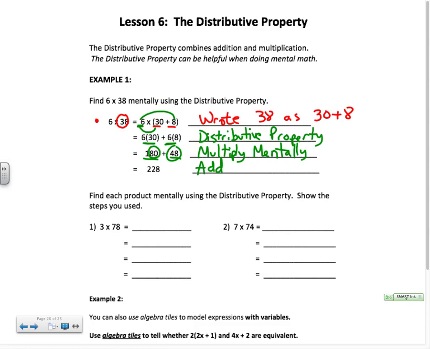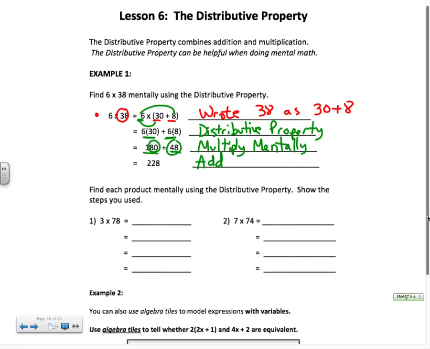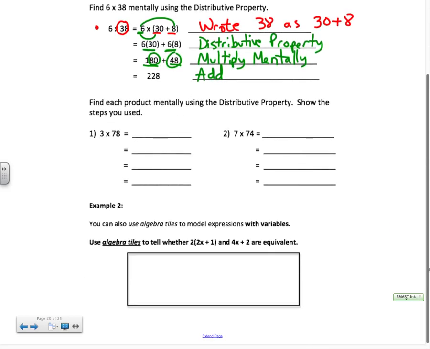All right, let's look at the next example. Find each product mentally using the distributive property and show the steps you use. So 3 times 78. I'm going to think this: write 78 as 70 plus 8. So I'm going to do 3 times 70 plus 8.